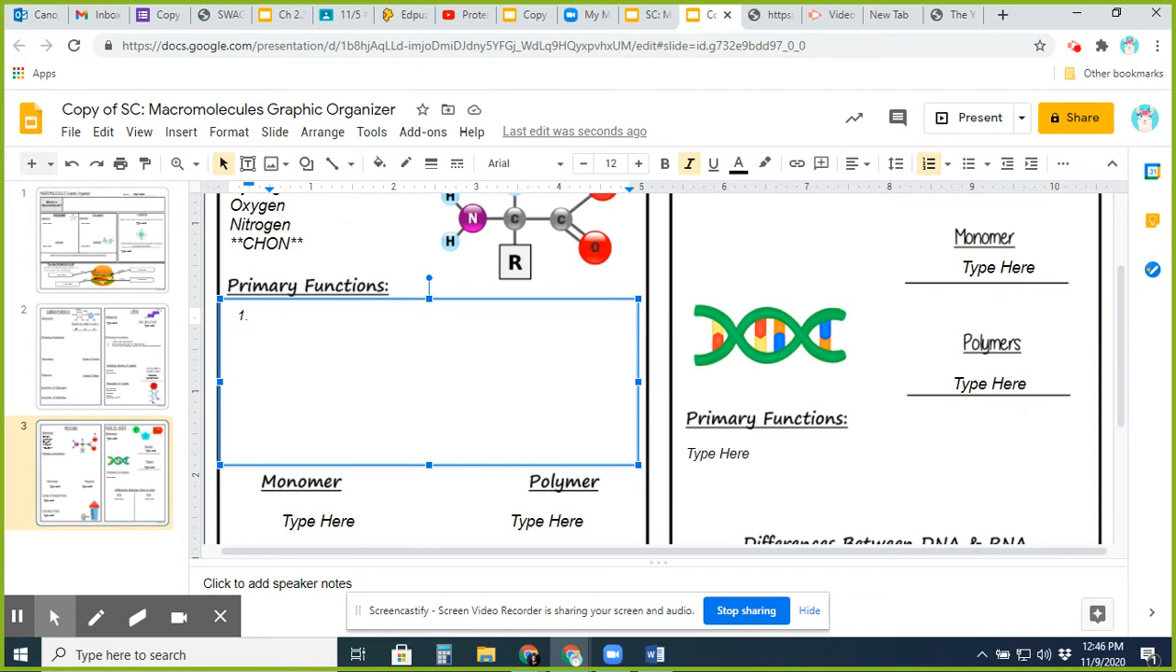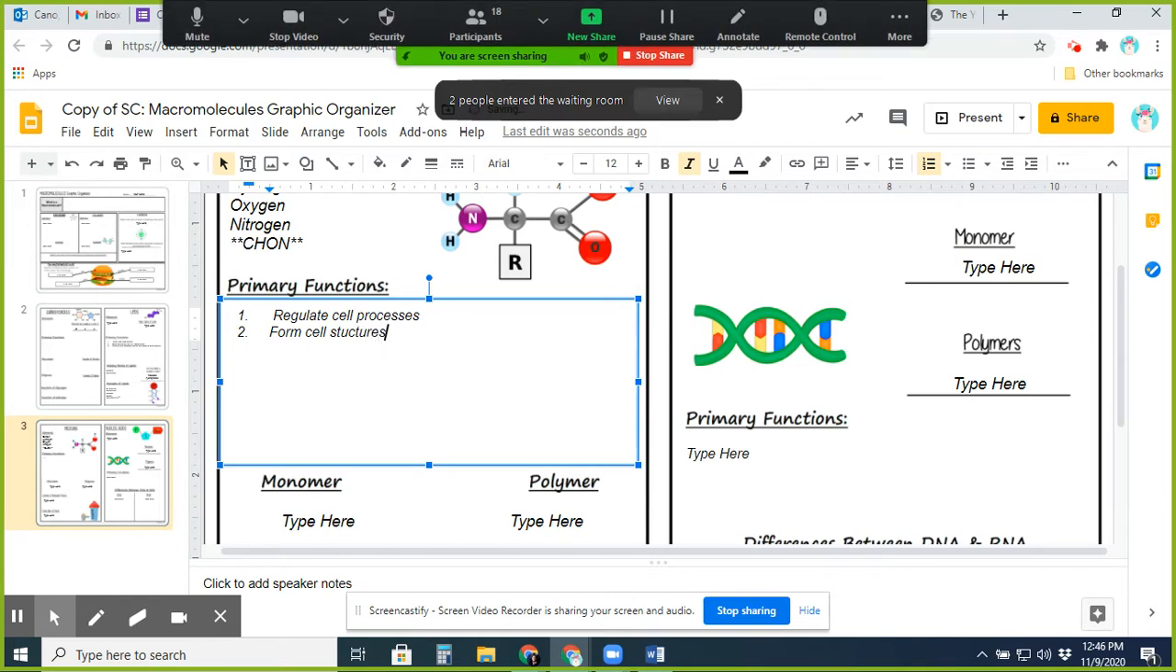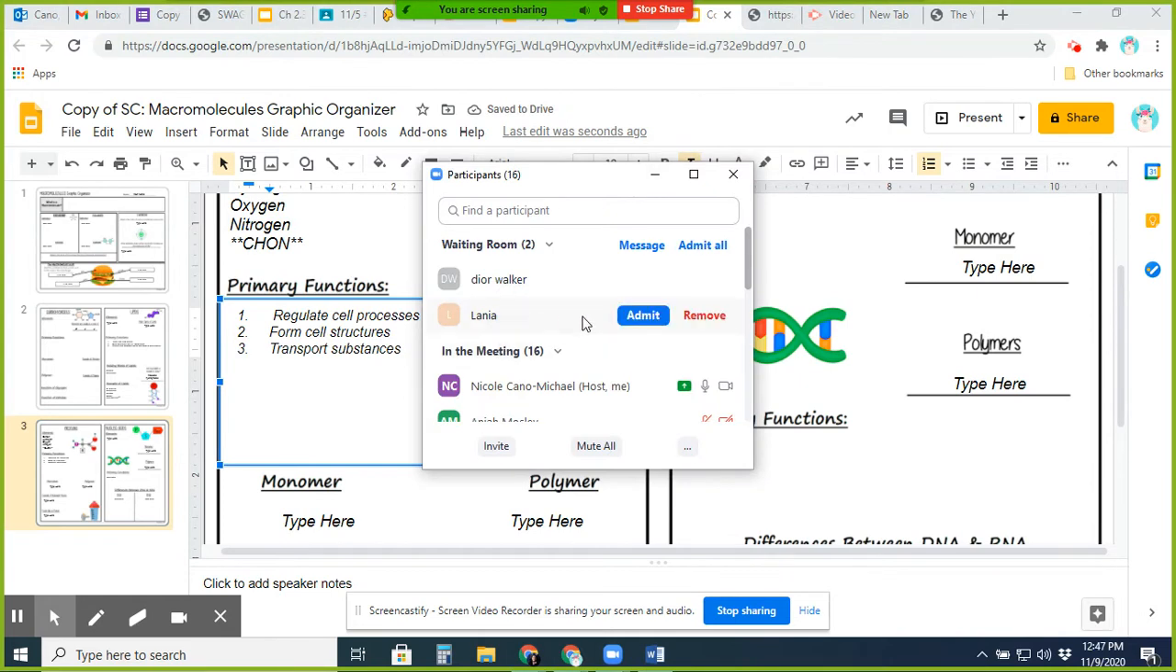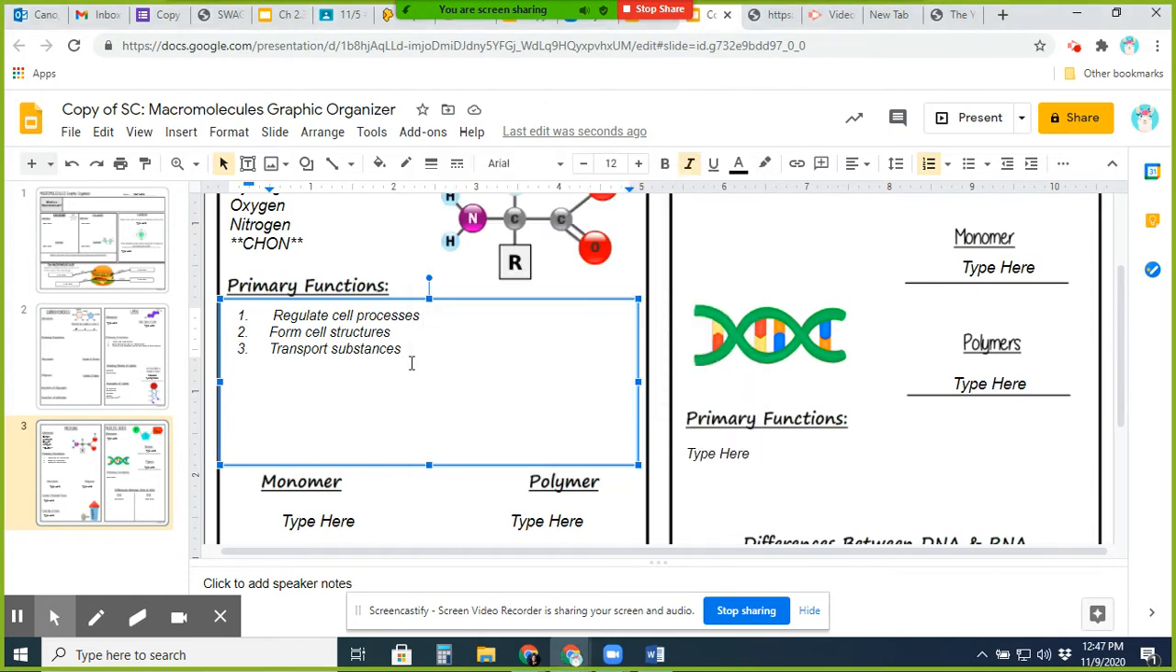So what do proteins actually do? Well, they regulate cell processes. They form cell structures. They transport substances. I can't spell the word structure.